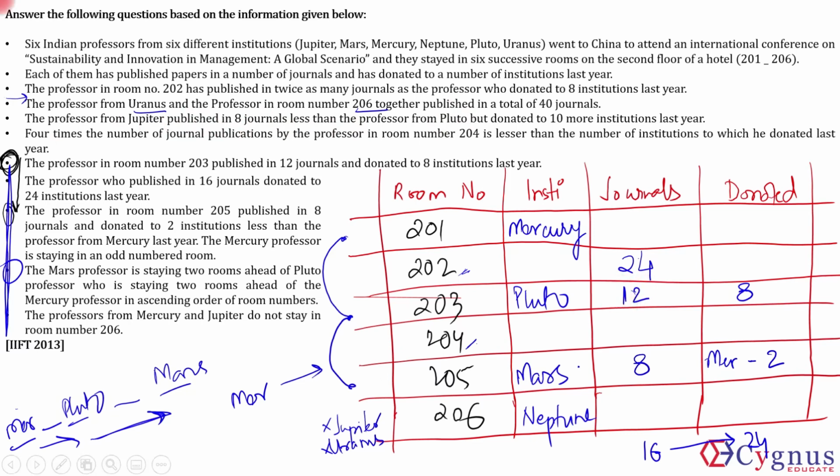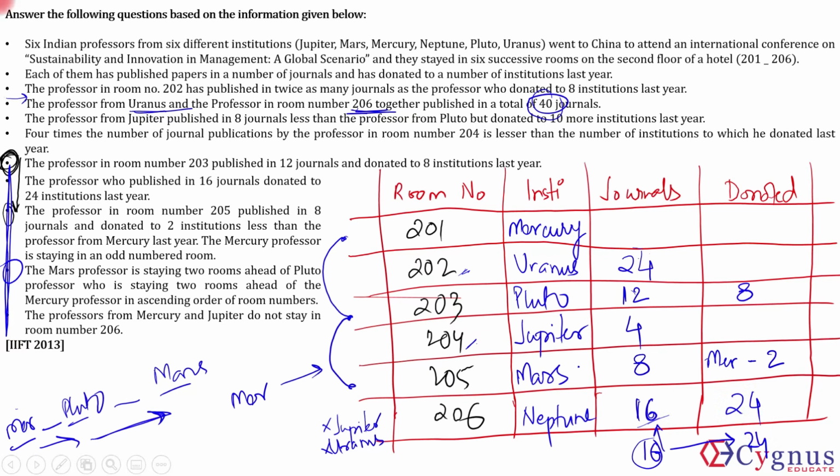Pluto is 12, so the professor in Jupiter will publish 8 less, that is, 4 journals. So the Jupiter professor will publish 4 journals, hence Jupiter cannot come here because this is 24. So this will be Jupiter and he will publish 4 journals. So this will be Uranus, and in the previous statement we already saw that the professor from Uranus and 206 published a total of 40 journals. So if this is 24, this will be 16. 40 minus 24 is 16. So if this is 16, we already know the professor who publishes 16 journals will donate to 24 institutes.